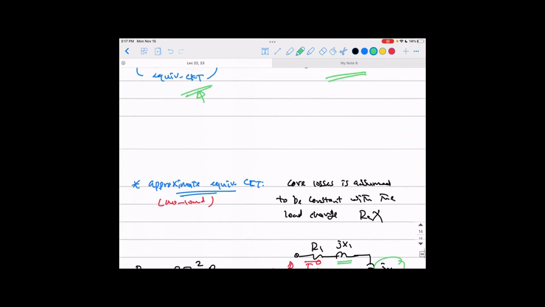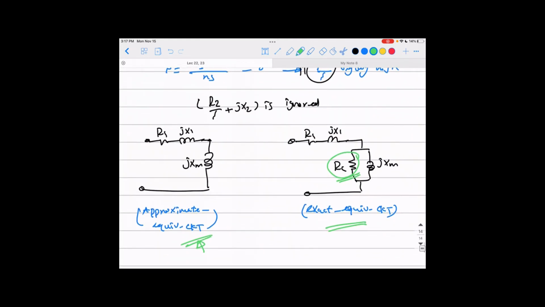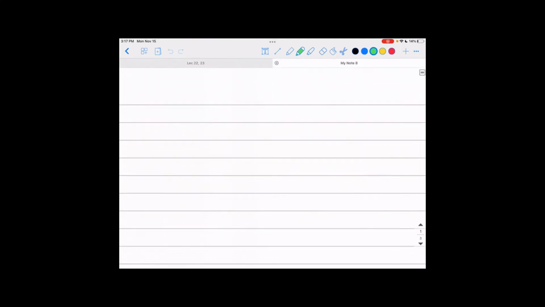We're just having the approximate equivalent circuit. But what if we are dealing with an exact equivalent circuit like here? That means we have RC. We're not assuming that the core losses are constant and just lumped with the rotational losses. Now it is represented by a resistance in the equivalent circuit, which is RC. Now we are dealing with a different thing, so we need a slightly different approach here.